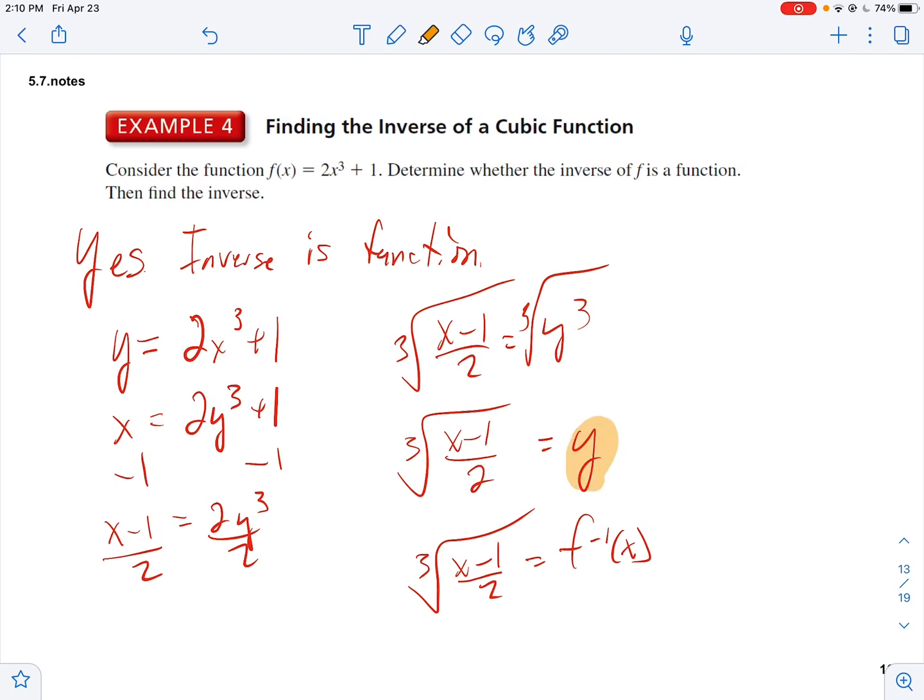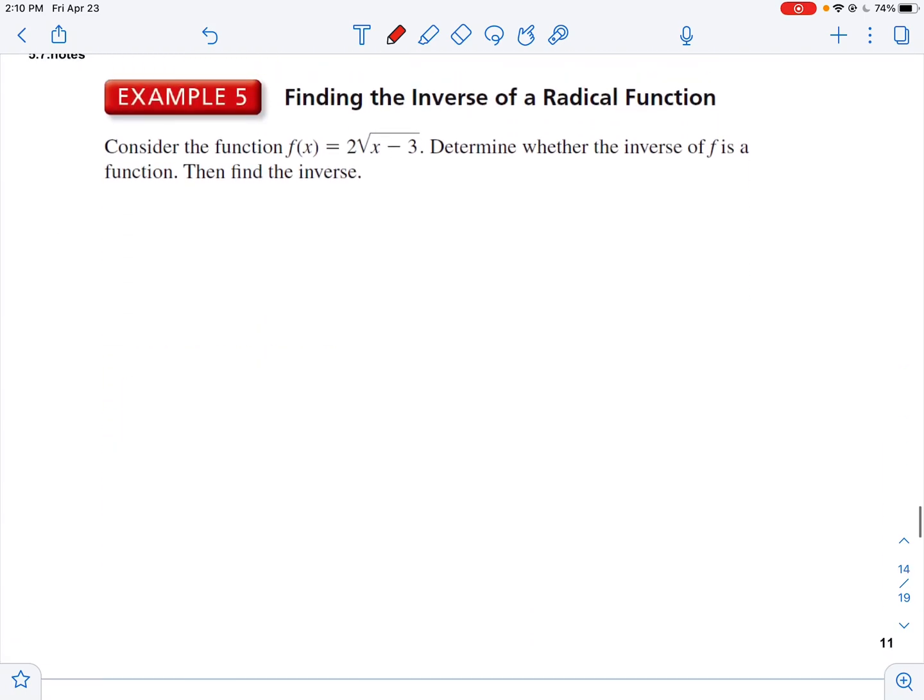Where's my highlighter? There we go. These are interchangeable. F of x means y, y means f of x. And whenever we put the little negative 1 in there, that means the inverse of. So it's not just a whole new equation, even though it is a new equation, but it's actually tied back into the original f, and we know that that's the inverse. That's what it takes. So determine if this one's inverse will be a function.